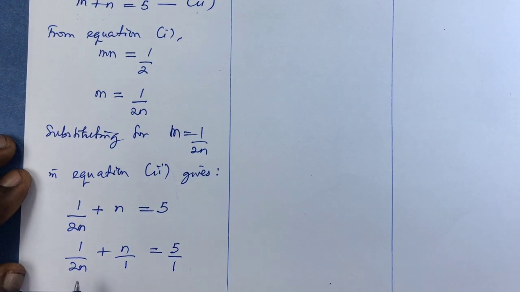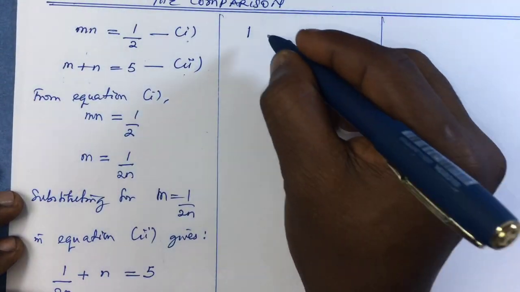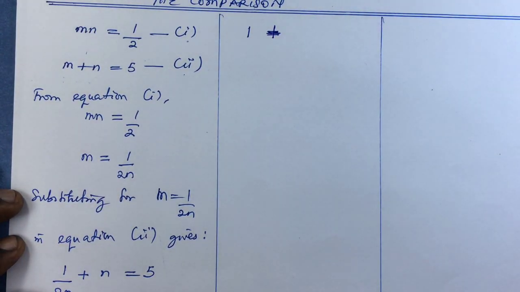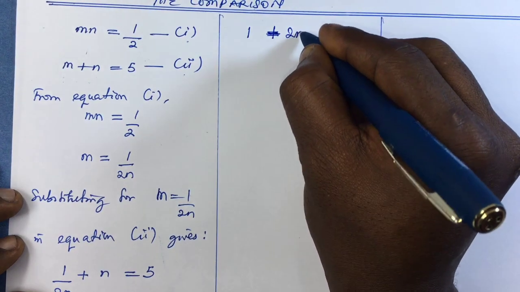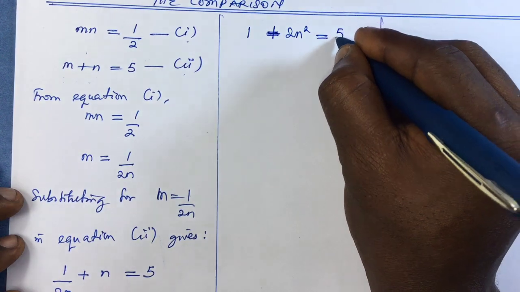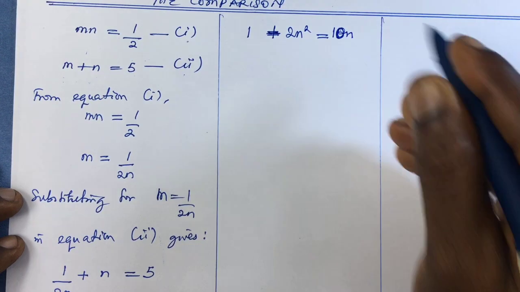Now what is the LCM of 2n, 1 and 1? It is 2n. So I'm going to be multiplying this last equation by 2n. When you multiply the last equation by 2n, the LCM, 2n will multiply 1 over 2n to give you 1. So I'm going to write here 1, okay? And 2n will multiply n to give you 2n squared, okay? And 2n will multiply 5 to give you 10n, sorry. So I'm going to write 10n there.